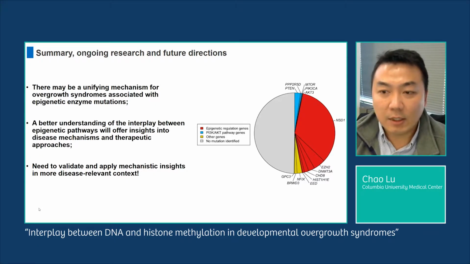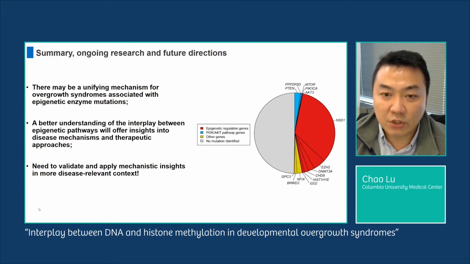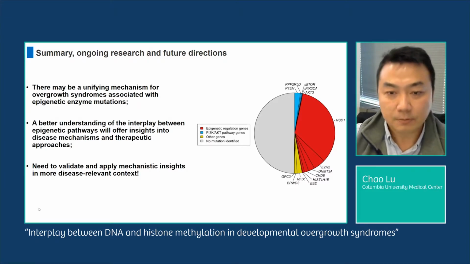However, I think a big challenge, at least for us, is the context. We're mostly studying our mutations in the setting of mouse embryonic stem cells. And obviously, we need more disease-relevant models where we can both validate our findings and, more importantly, apply the same mechanistic principles to understand which specific genes are misregulated when those epigenetic pathways go abnormal, and how that may translate into disease biology and a therapeutic approach.